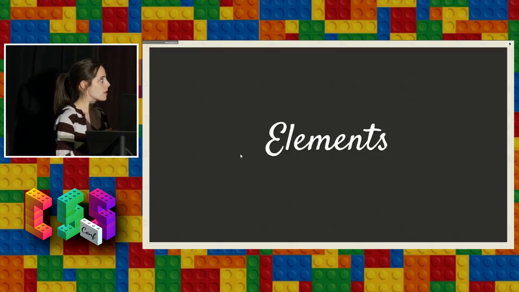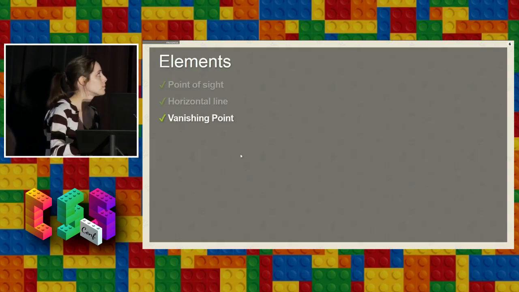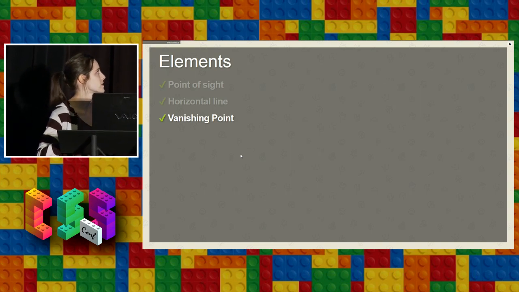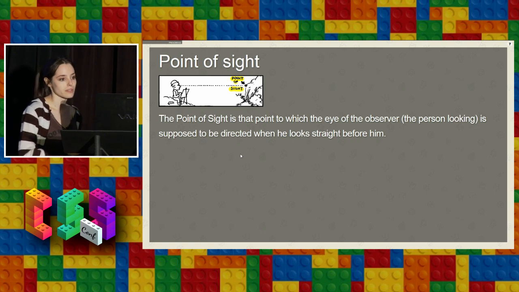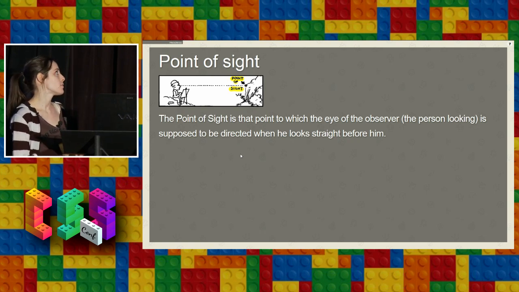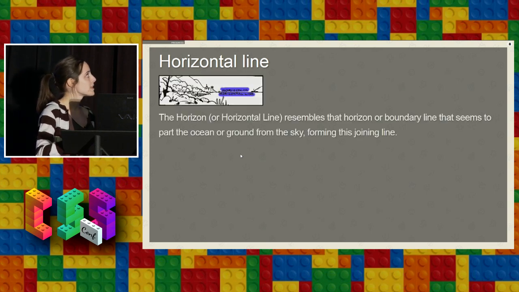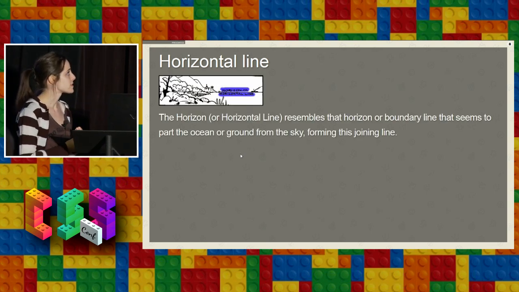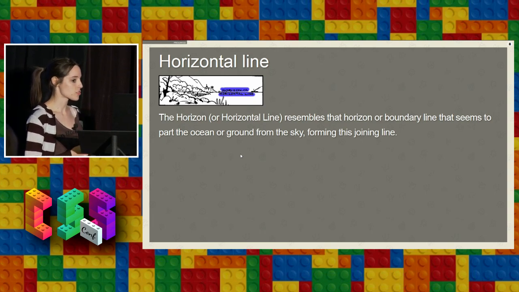Basically, perspective has three elements: point of sight, horizontal line, and vanishing point. Those are things of graphics, not really CSS. The point of sight is the point to which the eye of the observer is supposed to be directed when he looks. So if we are sitting down, we have a different point of sight, and if we are standing, we have another. And there's the horizontal line, also known as the horizon, that line that seems to part the ocean or ground from the sky, forming the shoreline.